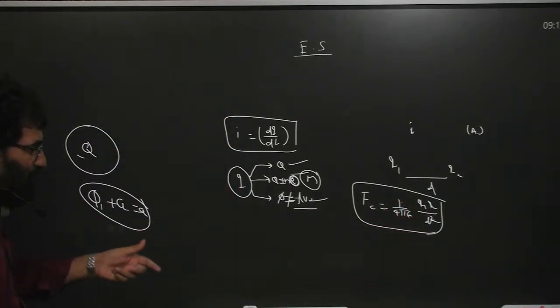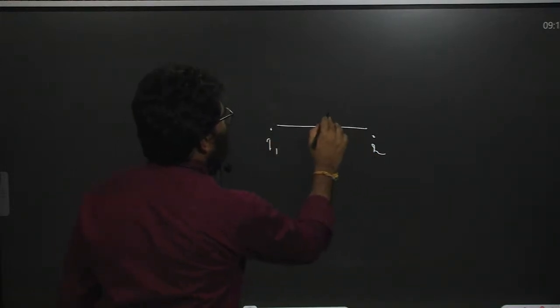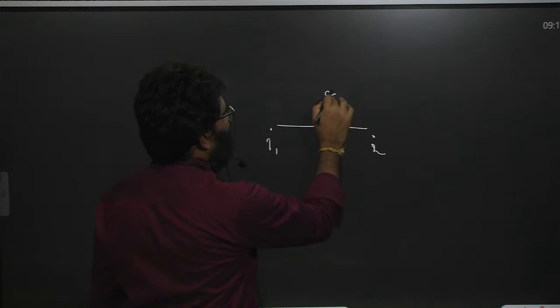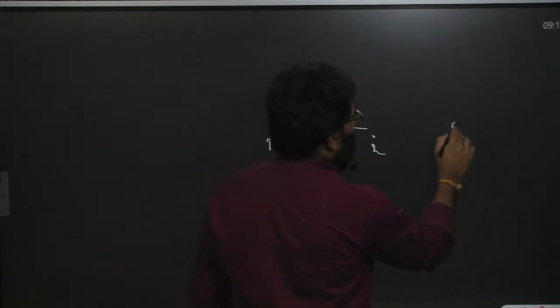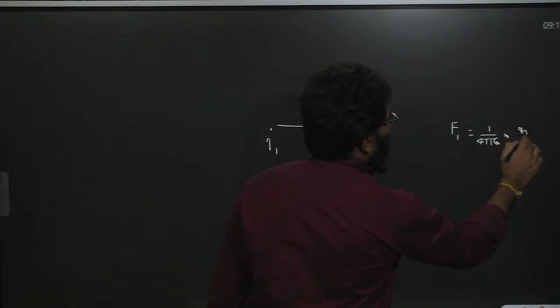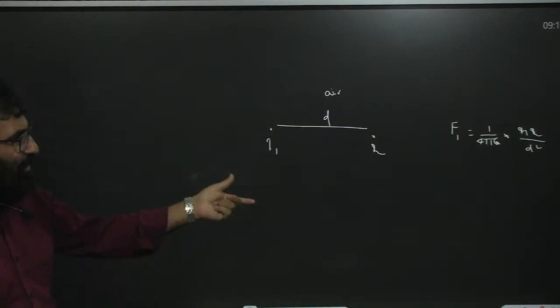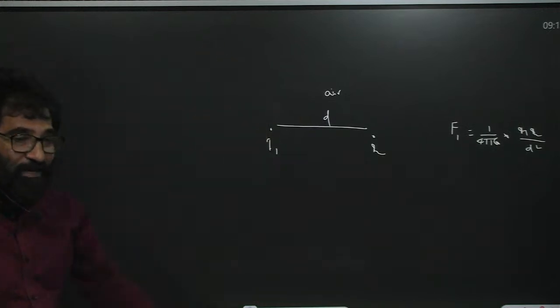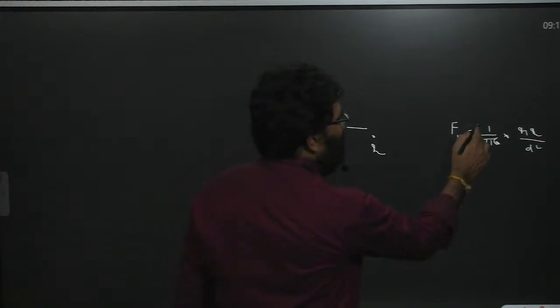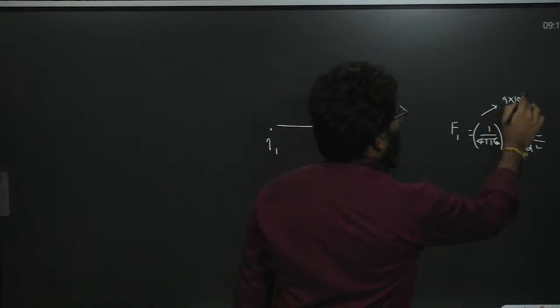Now, suppose two charges Q1 and Q2 are separated by distance d, in air or vacuum. Both have the force F equal to 1 by 4 pi epsilon naught into Q1 Q2 by d square, that is the Coulomb force. The force of interaction between them remains the same even when we replace the medium with any other medium. The value of 1 by 4 pi epsilon naught is 9 into 10 power 9.